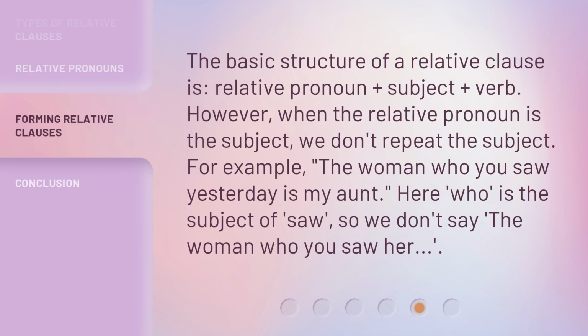The basic structure of a relative clause is relative pronoun plus subject plus verb. However, when the relative pronoun is the subject, we don't repeat the subject. For example, the woman who you saw yesterday is my aunt. Here, who is the subject of saw, so we don't say, the woman who you saw her.